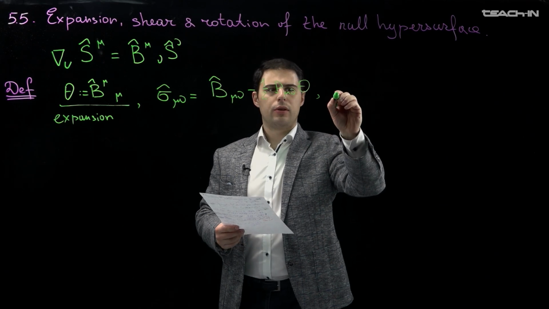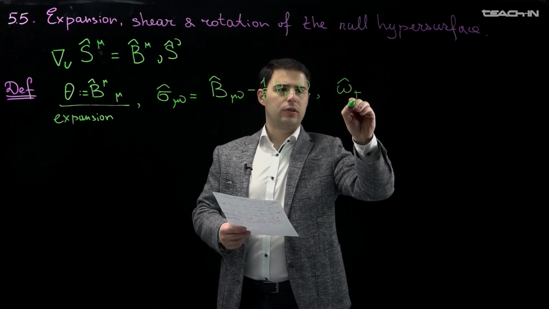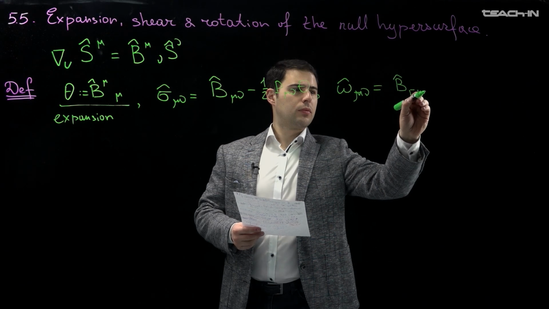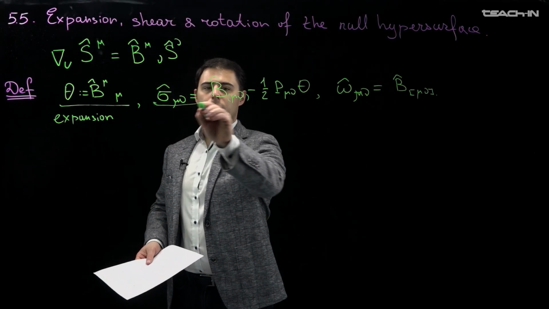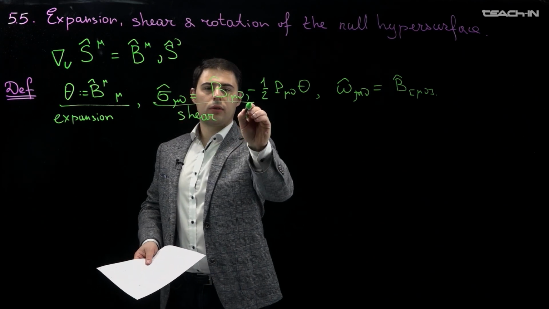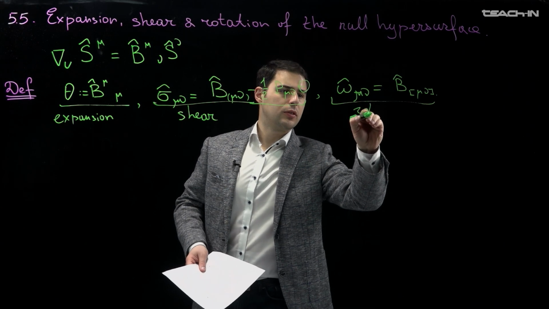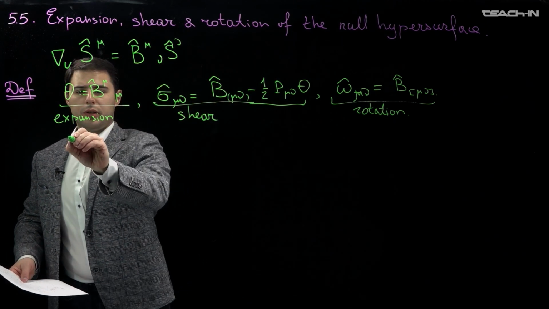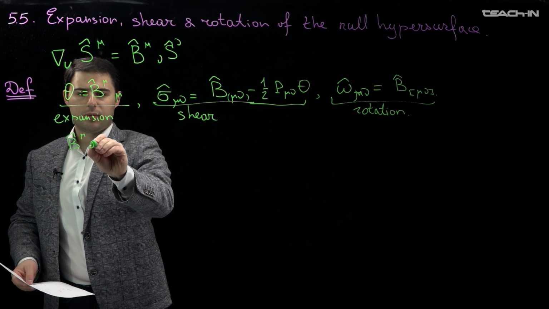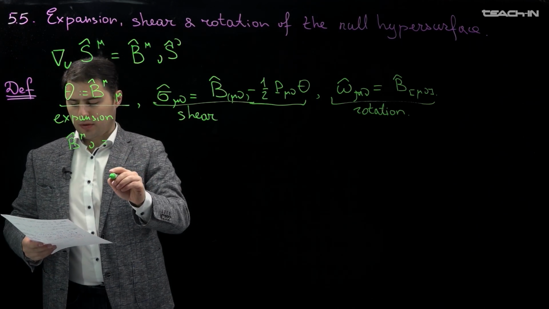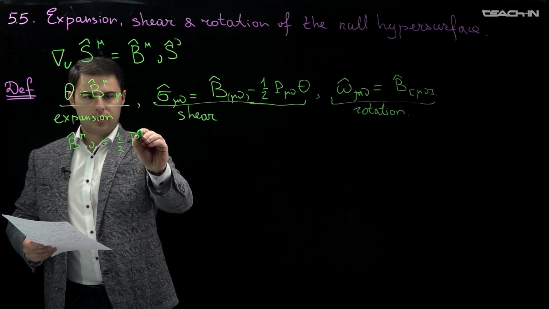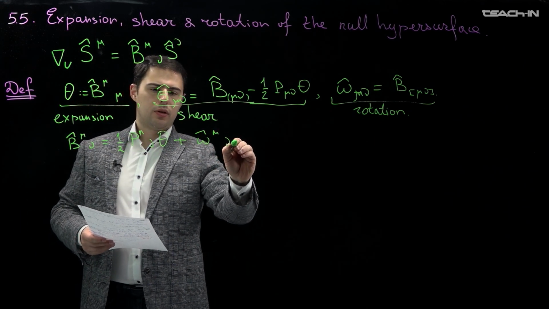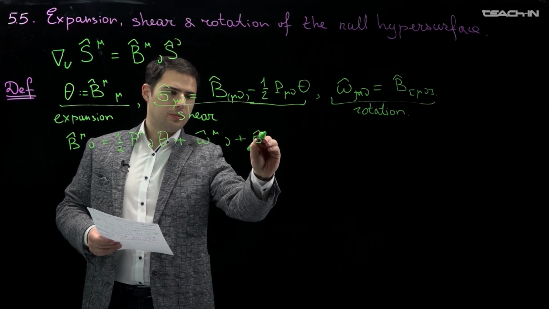And finally, define the rotation as the antisymmetric part. Good. So this is shear and this is rotation. So from all this, the matrix is reconstructed back as B mu nu equals 1/2 B mu nu theta plus omega mu nu plus shear. Good.